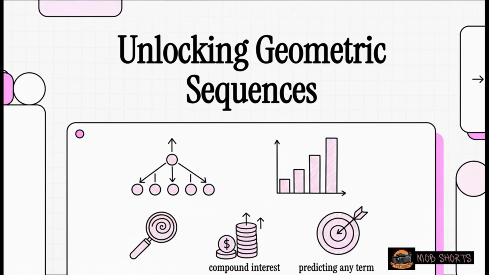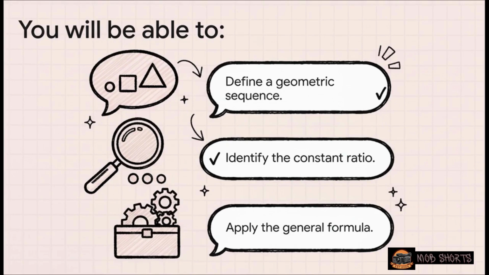Our mission is to figure out what these things are and how one single powerful formula can let us predict the future of any pattern that grows like this. And by the time we're done here, you'll be able to nail down exactly what a geometric sequence is. You'll be able to spot its most important piece, the constant ratio. And you'll be able to use the general formula to make some pretty cool predictions.